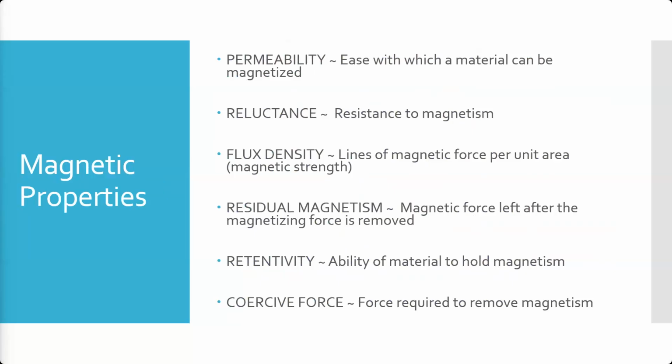Our magnetic force: what are we using to magnetize the part? That can be an electromagnet, a coil of wire we run current through. It can also be something like a permanent magnet. When we put that near an object in order to magnetize that object, residual magnetism is how strong or how much magnetic force is left when that magnetizing force is removed.